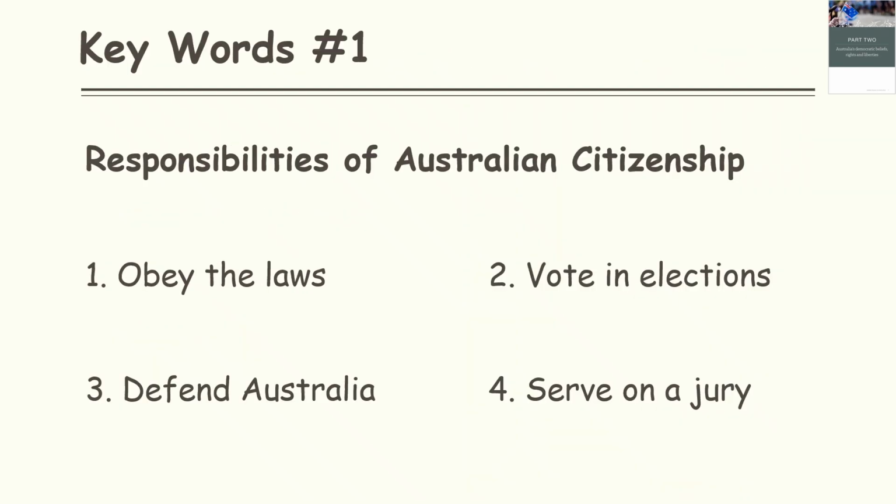Let's say the key words together. Responsibilities of Australian citizenship. Obey the laws. Vote in elections. Defend Australia. Serve on a jury.